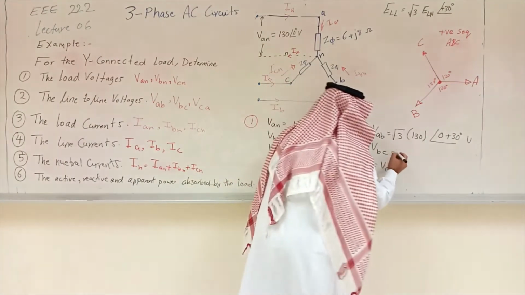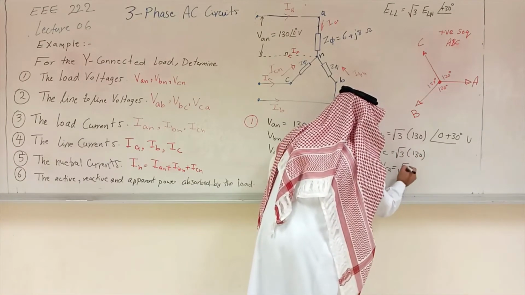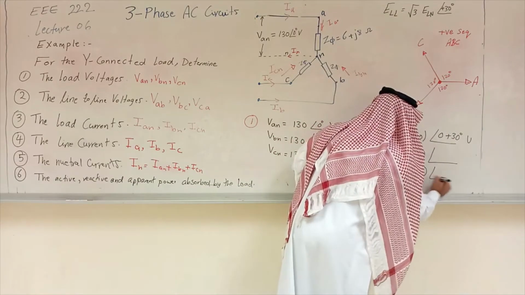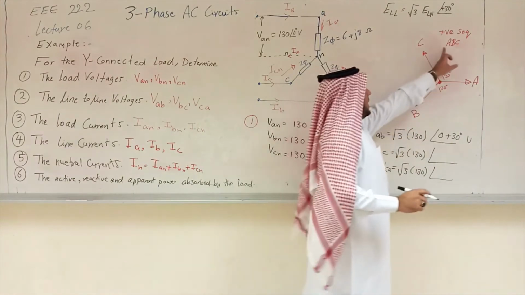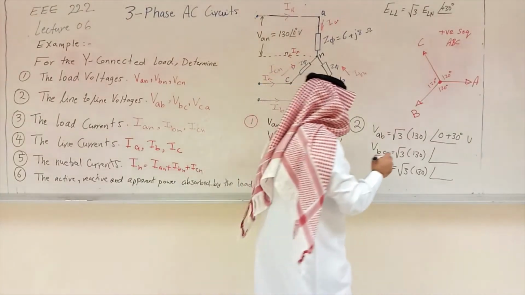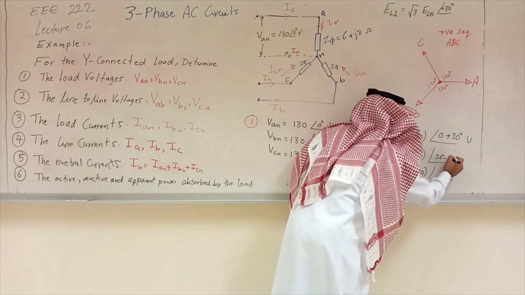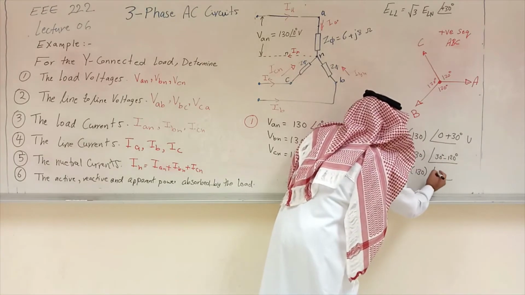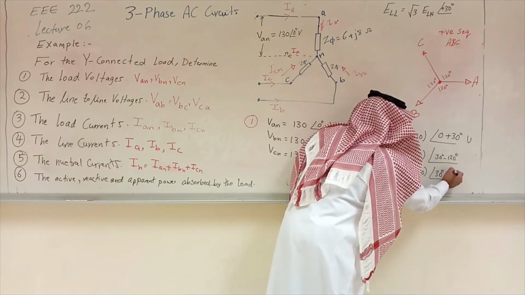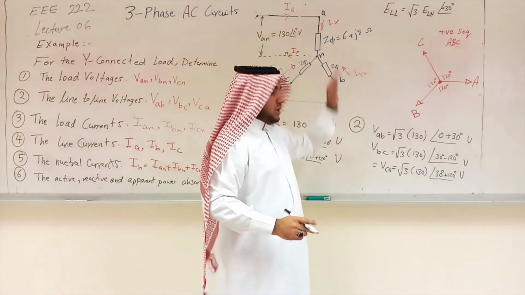Once we know this, we can bring the other two line-to-line voltages. They will have the same amplitude, the same RMS value, 130 times root of 3. The only difference is that now, remember, it's a three-phase and it's an ABC sequence, so there should be a phase shift of plus minus 120. So this will be 30 from here minus 120, and this will be 30 from here plus 120 volt.